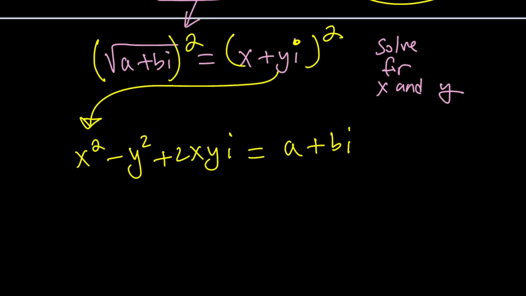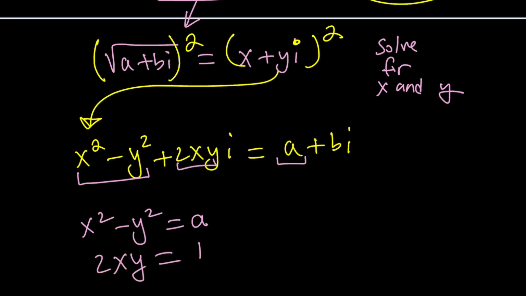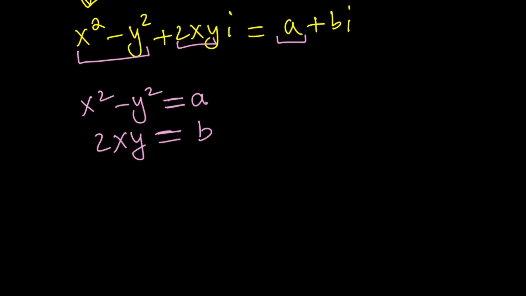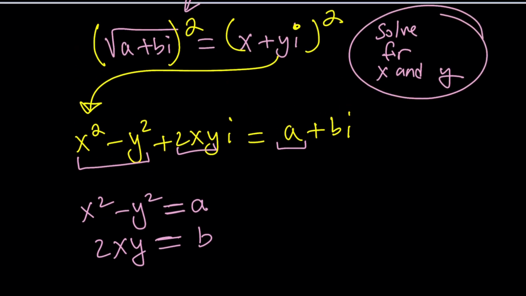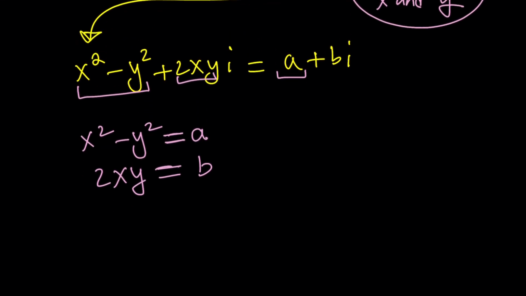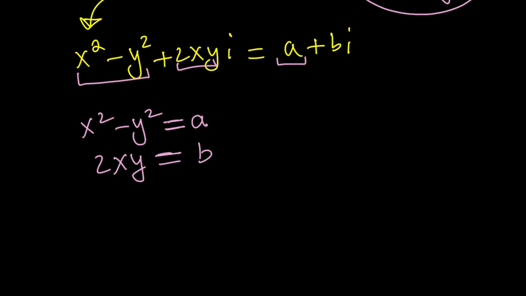So here we need to set the real part equal to real part. So x squared minus y squared is equal to a, and 2xy is equal to b. Okay, that's how two complex numbers can be equal, real parts to real parts, imaginary parts to imaginary parts. And then this gives us a system of equations. And remember, we were trying to solve for x and y, so this makes sense. Let's go ahead and solve for x and y.